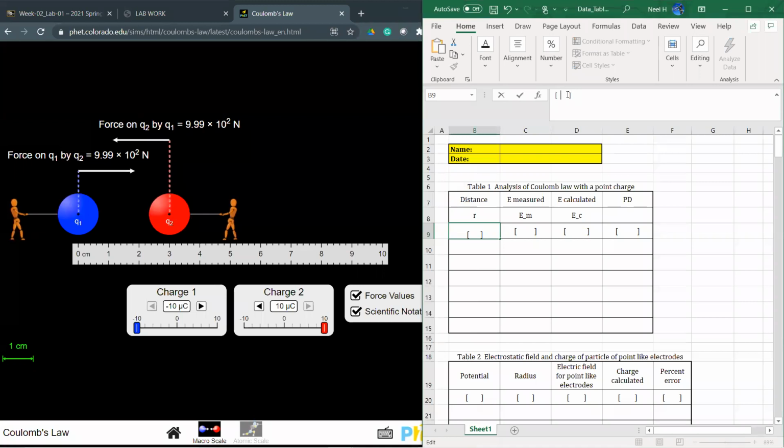Any questions? Radius should be measured in meters.